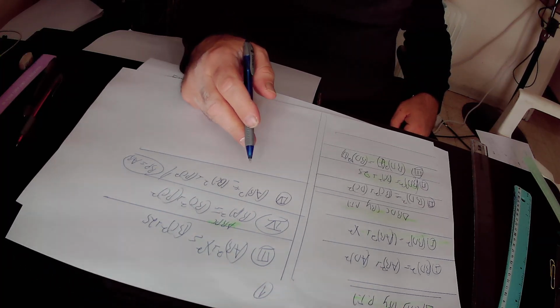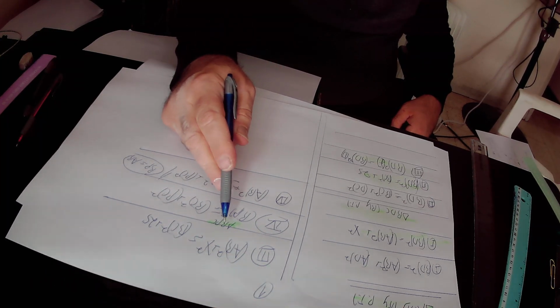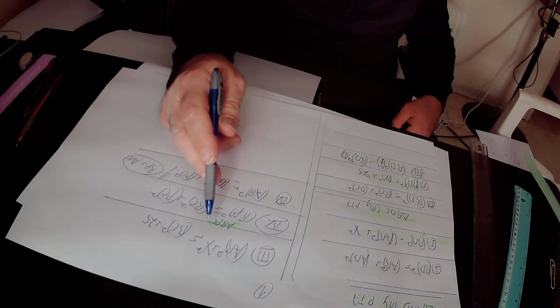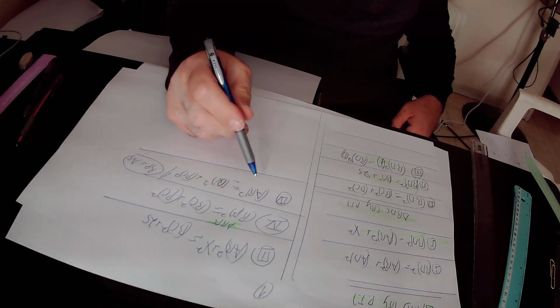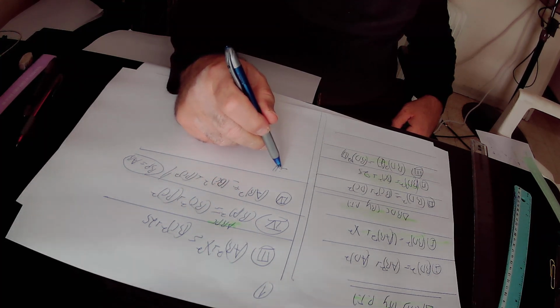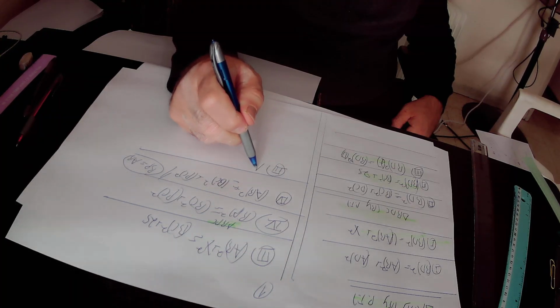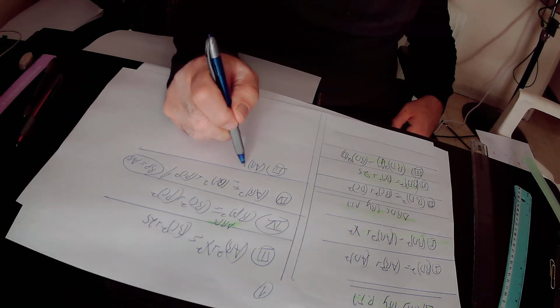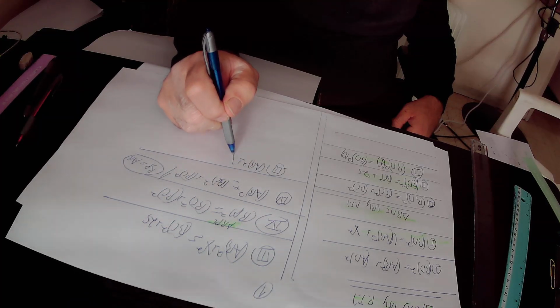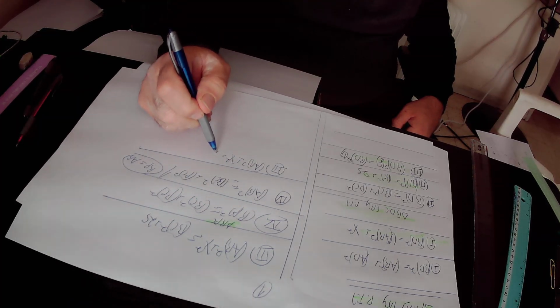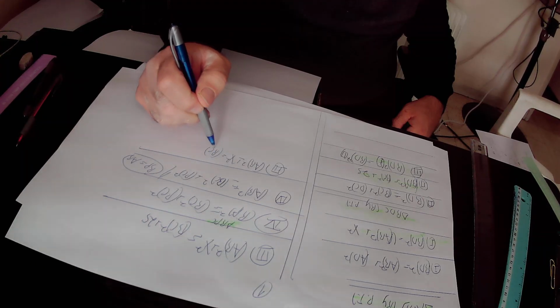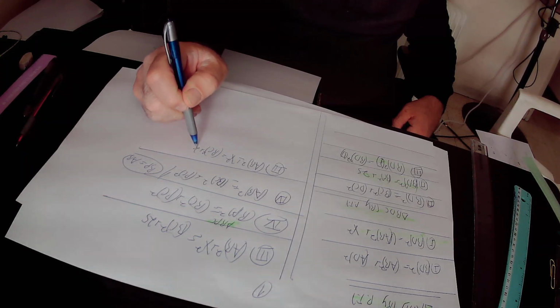Meanwhile, according to equation 3, we found that AB square plus x square equals BC square plus 25.